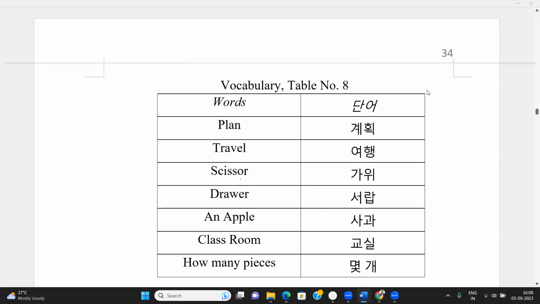Vocabulary. Table number 8. Words 단어. Plan 계획. Travel 여행. Scissor 가위. Drawer 서랍. An apple 사과. Classroom 교실. How many pieces? 몇 개.